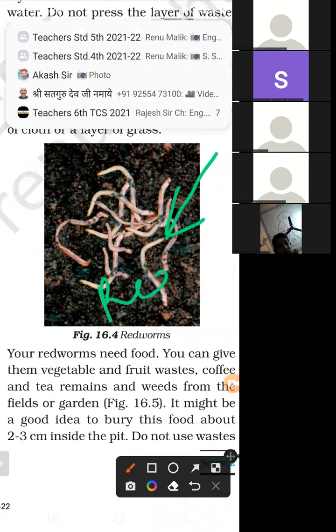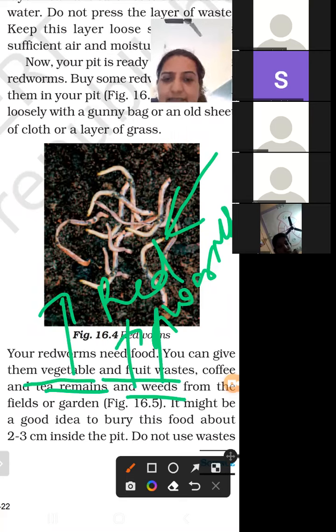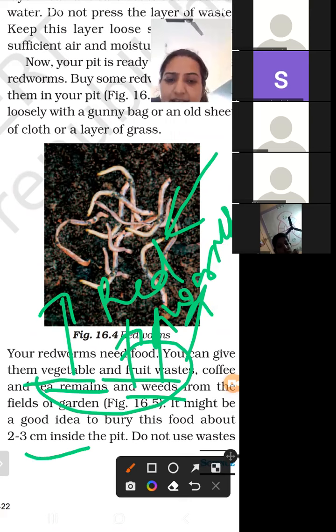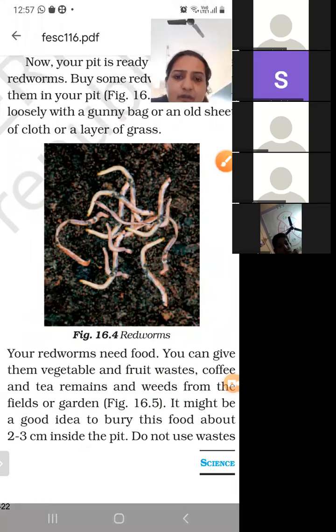Next, as we know, every animal needs food. So these are our red worms, and red worms also need food. Weed means unwanted plants. So we can also give these types of food to the red worms. And a good idea is to bury these types of food in the pit, 2-3 centimeters inside, covering it well, so that red worms can take this food.